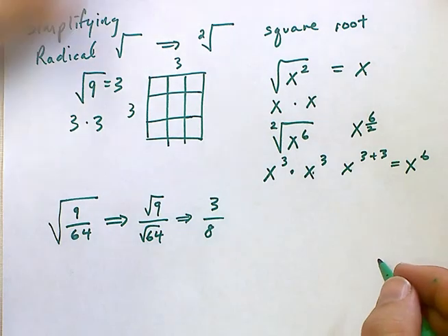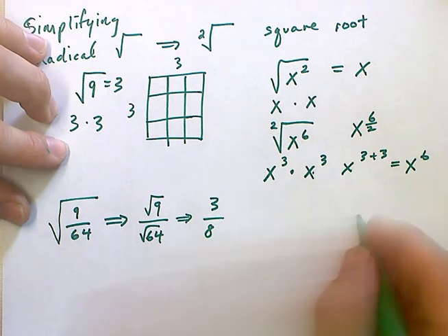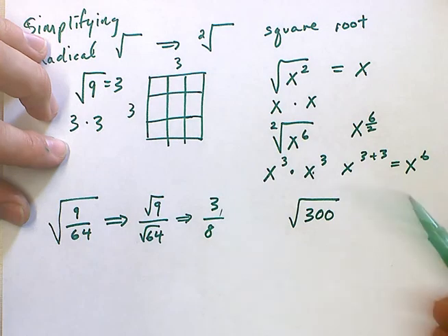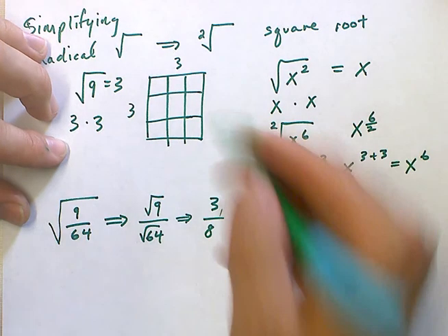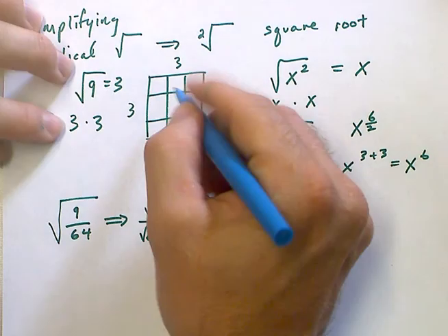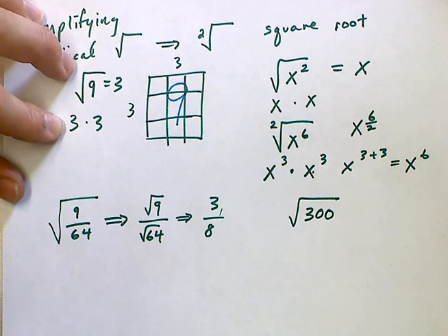But let's say you end up with a number that's not a perfect square, like 300. Now we could work with 3 and 8 because we could take the number 9 and make a square out of it, like we did here. We made a square out of this. I can't make a perfect square out of 300. So what you have to do is simplify it.